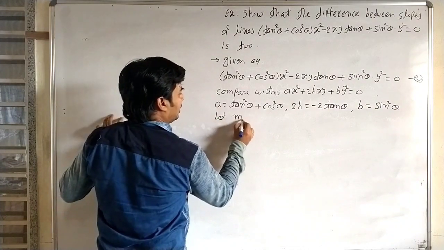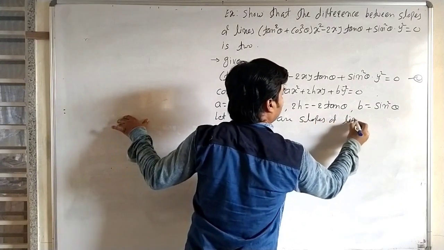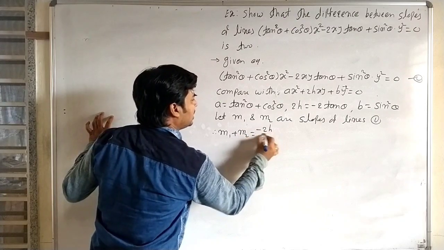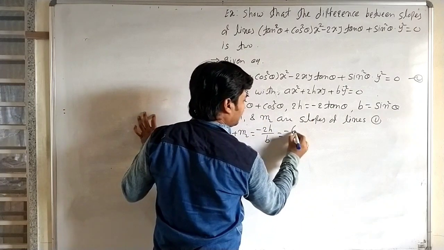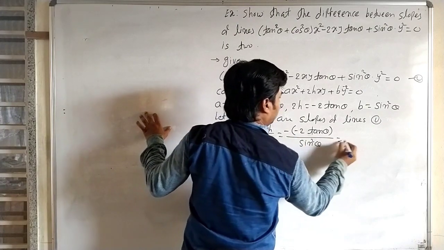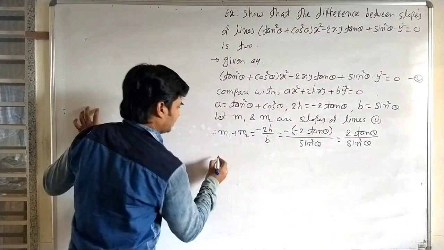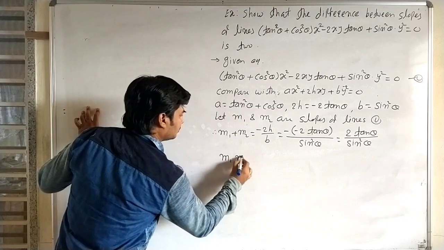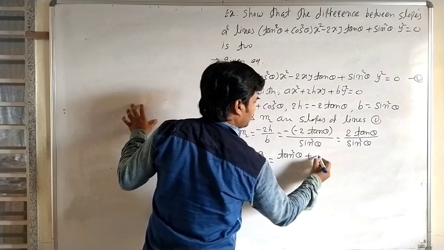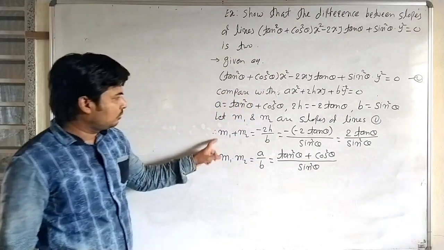Let m1 and m2 be slopes of lines 1. Therefore we know that m1 plus m2 is equal to minus 2h by b. Minus 2h by b is minus 2 tan theta upon b, that is sin square theta, and then it is 2 tan theta upon sin square theta with sign as shown, and m1 into m2 is equal to a by b. m1 into m2 is a by b, that is tan square theta plus cos square theta upon sin square theta. Here are the values of m1 plus m2 and m1 into m2.